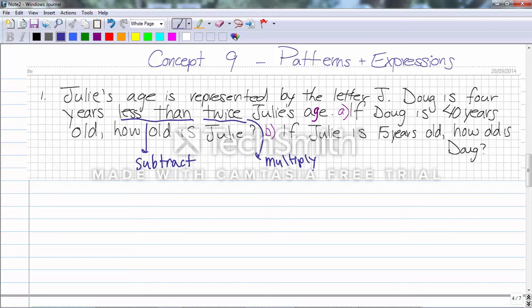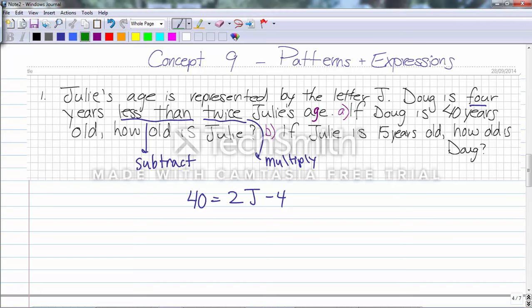Those are helpful. Now I know that Doug is 40. Now I can also represent that in terms of Julie. So Doug is 40, but Doug is also 4 years less than twice Julie. So 2 Julies, and Julie is J, minus 4 gives me Doug. So there's my equation. 40 equals 2J minus 4.